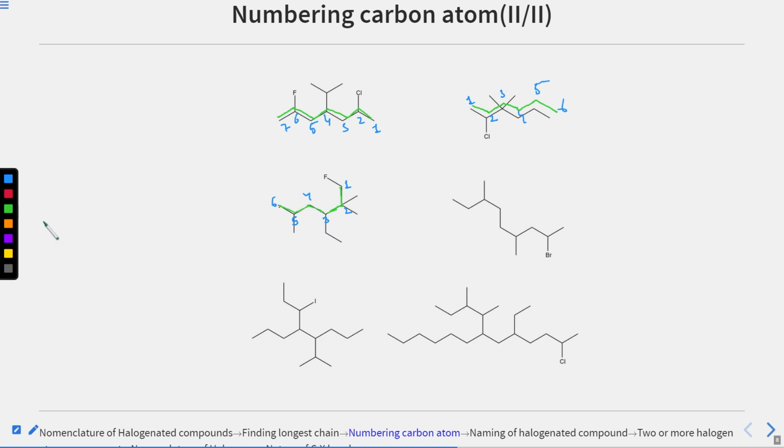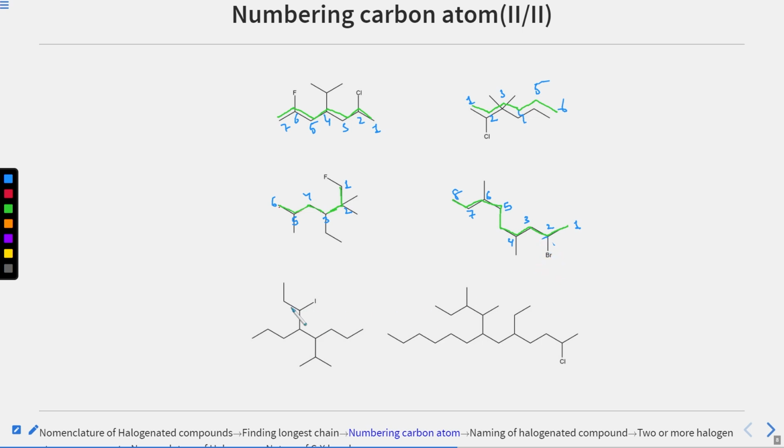Next, another example. So if you remember, this one was the longest chain. So which side will we start numbering? Of course from this side, because this one is having the longest chain and the substituent at the smallest number, that is number 2.